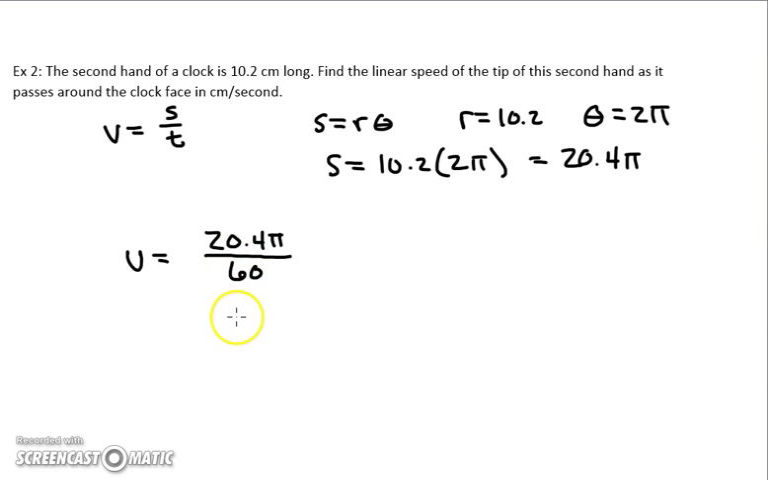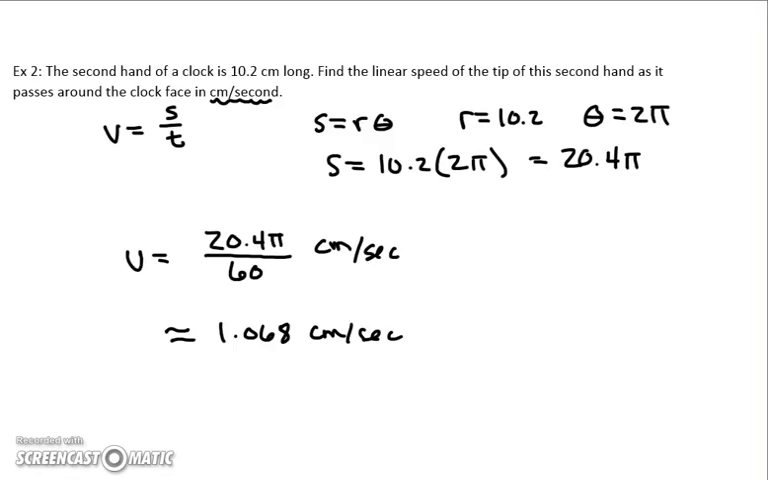So we're going to keep it in terms of seconds because our problem wants us to be in centimeters per second. So we can keep it like that if you want, 20.4 pi over 60 centimeters per second, or if you want to plug that into a calculator and get a decimal answer that might make a little bit more sense, we get 1.068 centimeters per second. So S over T is going to be our linear speed, S being arc length, T being time.